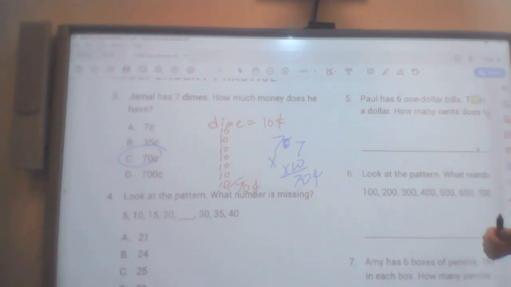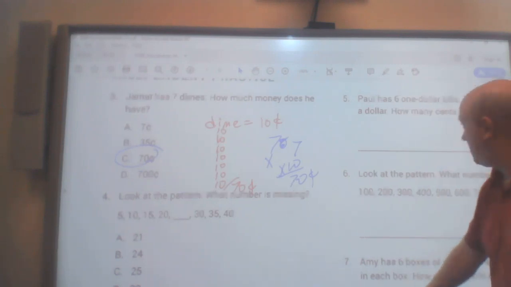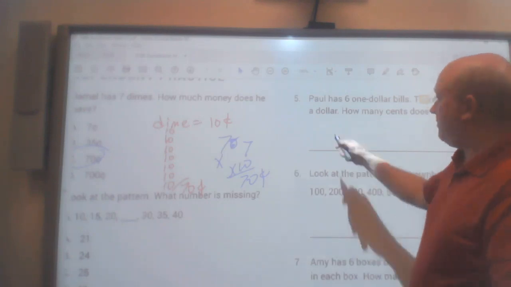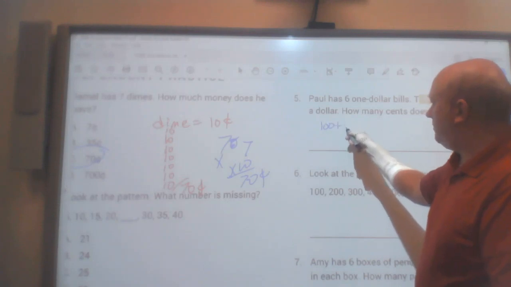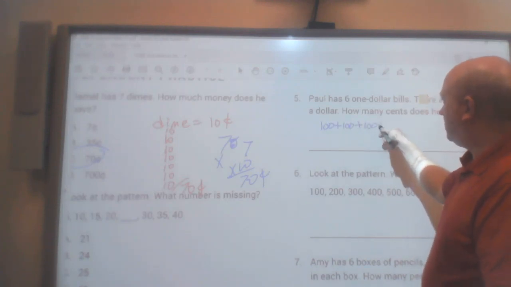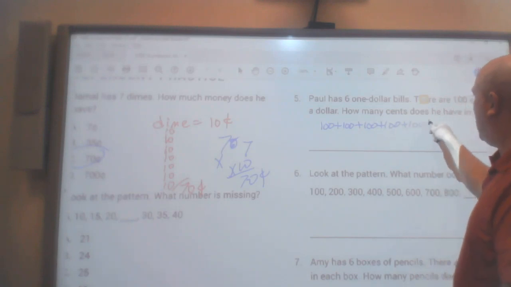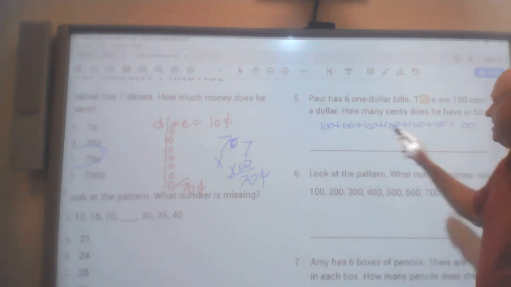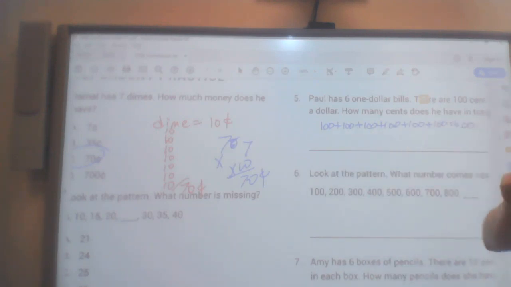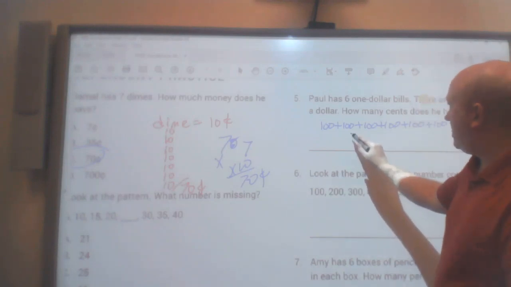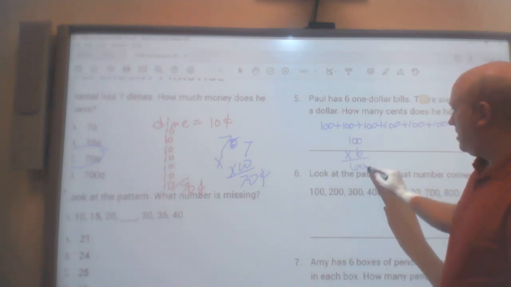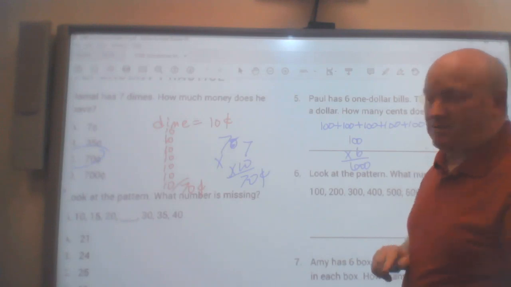Okay, now Paul has 6 $1 bills. There are 100 cents in a dollar. How many cents does he have in total? 2 ways you can do that, folks. Same way. You can say 100 plus 100 plus 100 plus 100, 6 times. So you got 1, 2, 3, 4, 5, 6, 600, or you can say 100 times 6. Whichever way is easy for you.